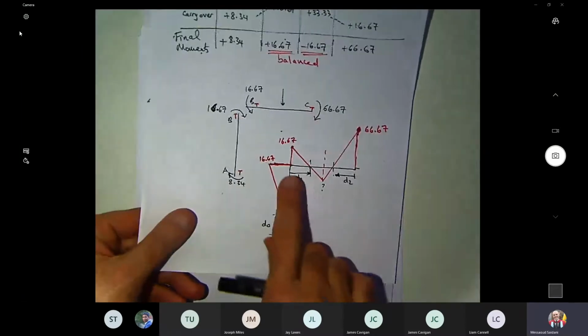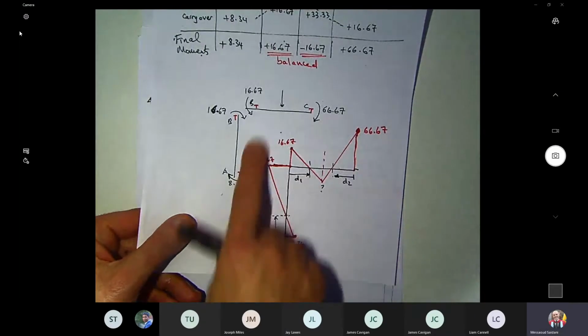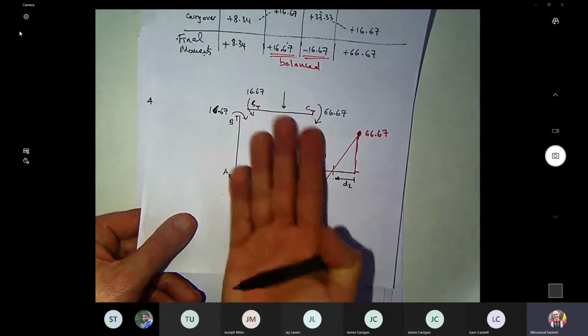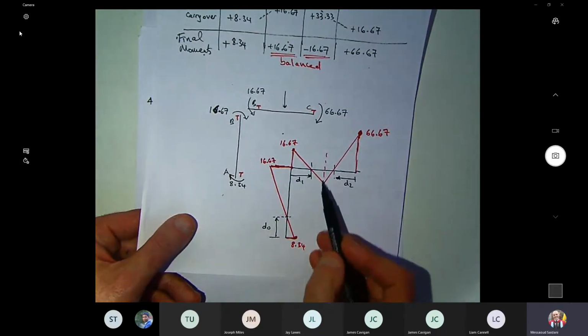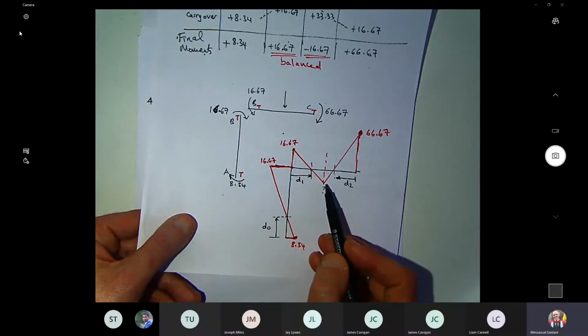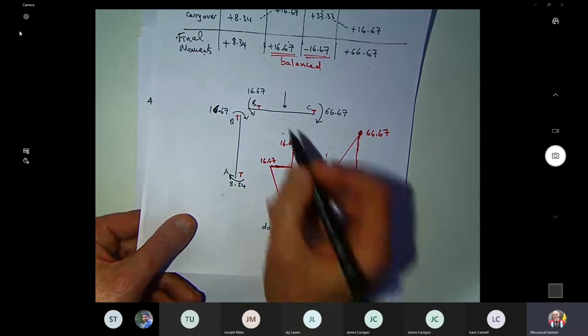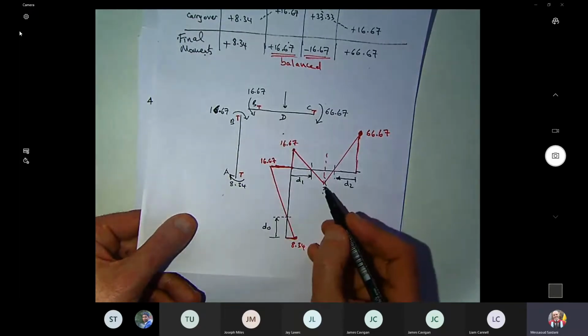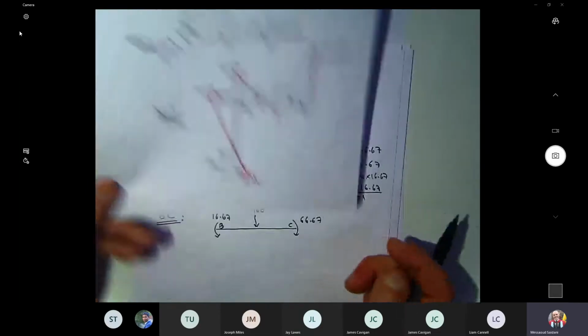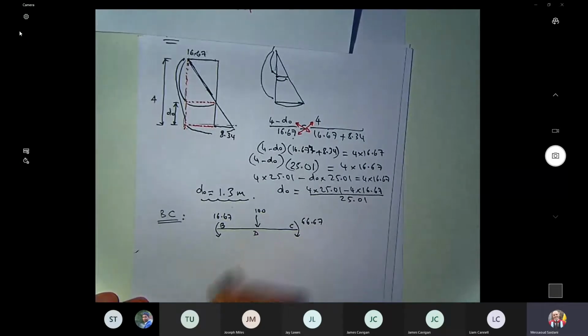If you look at member BC, you could use similar triangles for this side and this side, but we don't know this value here. So the first thing we need to do is to determine the bending moment at, if I call this point D, we need to determine the bending moment at D, and then we can use similar triangles if we want. In order to find the bending moment at D, what do we need to do first?